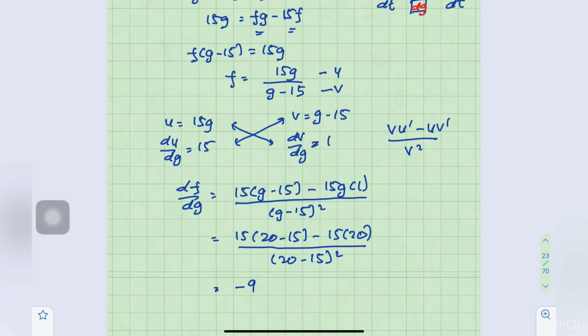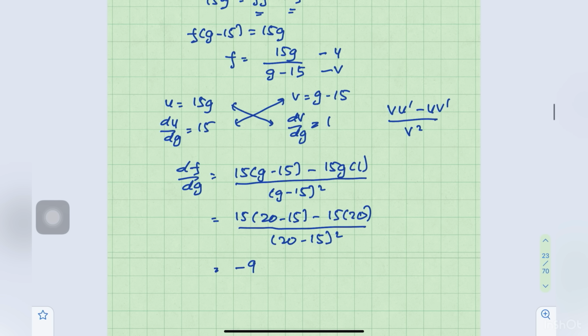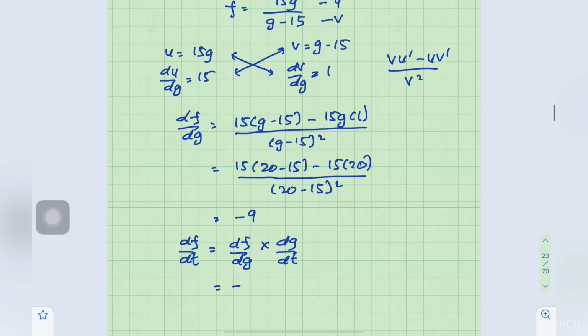Okay, so tadi kita ada chain rule. Ingat tak yang bermula tadi? So, kita ada df dt equals to df dg times dg dt. So then we substitute df dg is negative 9, dg dt is 1.2. So the answer is negative 10.8.